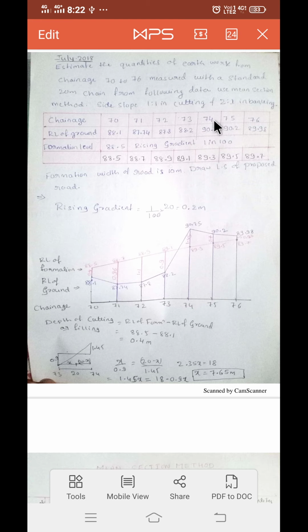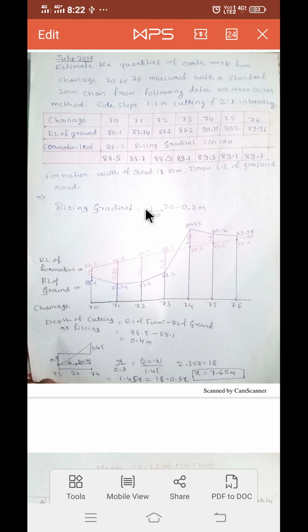Chainage is from 70 to 76 and the RL of formation is 88.5, and it is a rising gradient of 1 in 100. The formation width of the road is 10 meter, and they have told you to draw the longitudinal section of the proposed road.